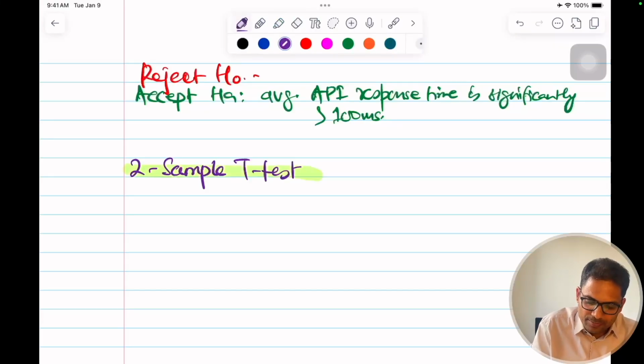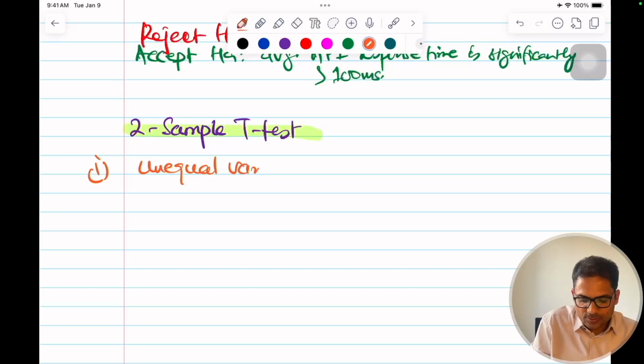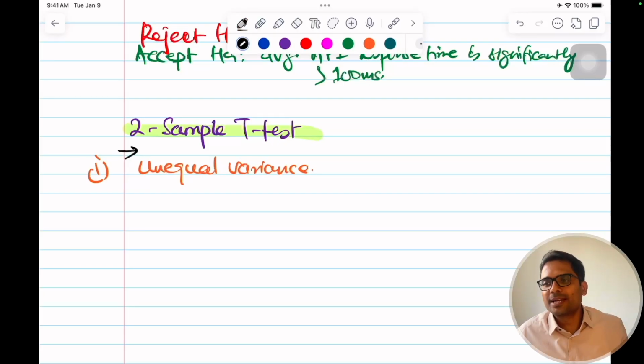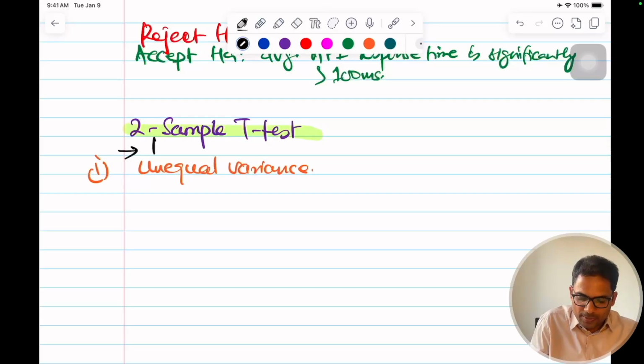There are two types of two sample mean test. The first one is for unequal variance. Basically this is for comparing two samples, for two independent samples. So we have two independent samples or groups, and we want to compare the sample means of that. Compare two independent sample means, whatever is the mean.